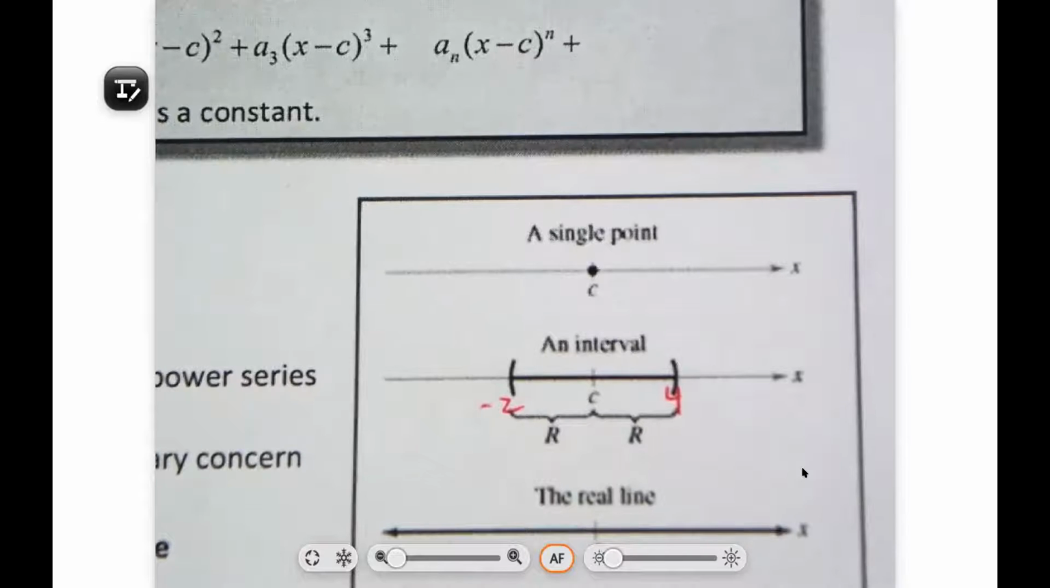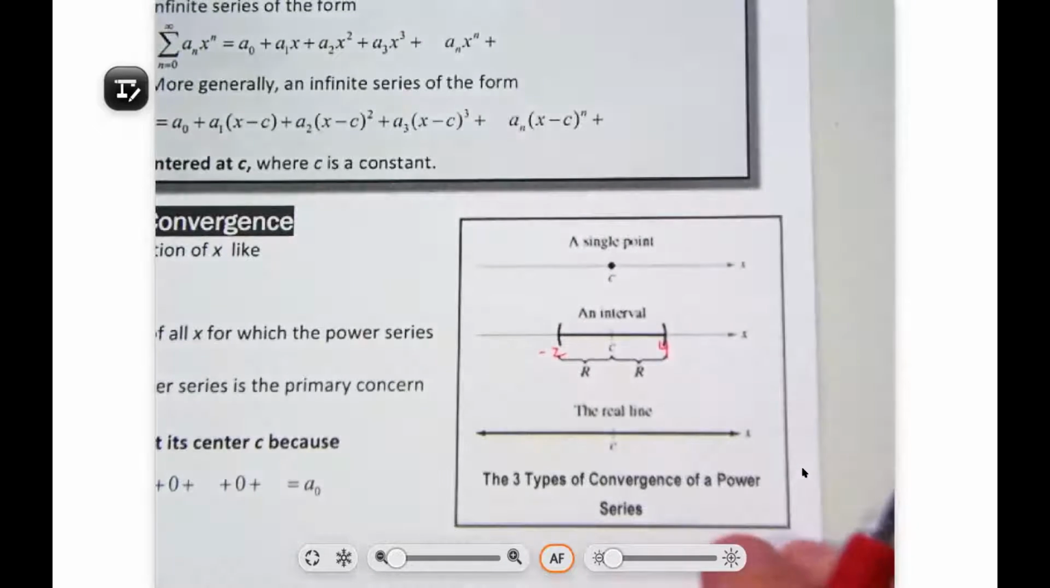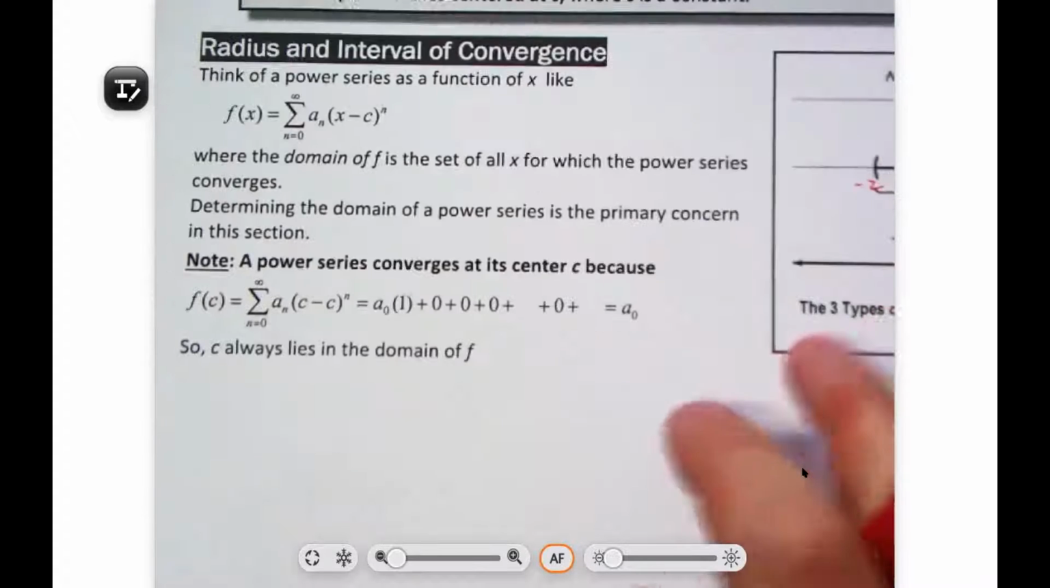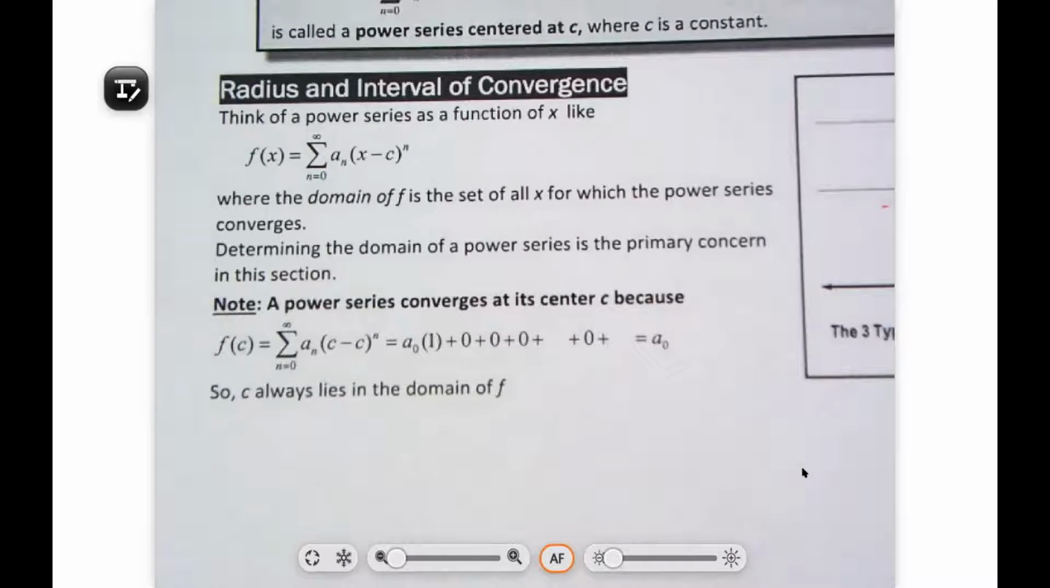The last thing that can happen is the series can converge for all values of x, in which case the radius would be infinity, meaning it just converges for everything. You would have to write your interval correctly from -infinity to infinity, not the way he did it. I don't know why he did it that way. Anyway, whatever those values of x are that make the series converge, that's our domain.